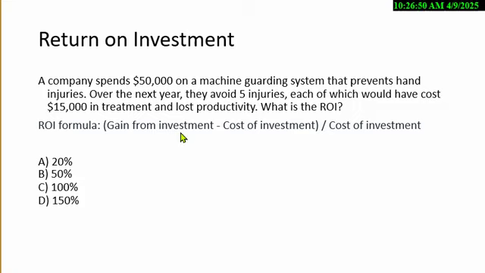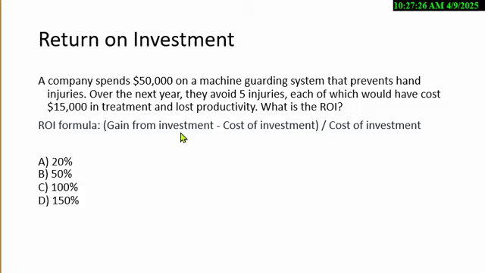Company's going to spend $50,000 on guarding a system. They're going to put a laser curtain or a light curtain or something else to prevent hand injuries. And the next year they avoided 5 injuries, which would have cost $15,000 each in treatment, which is exceptionally low. But what's the return on investment? The formula is the gain from investment minus the cost of investment, divided by the cost of investment. That's all you have to remember. If they give you the formula, all you have to do is put the two numbers in. So is your answer 20%, 50%, 100%, or 150%?